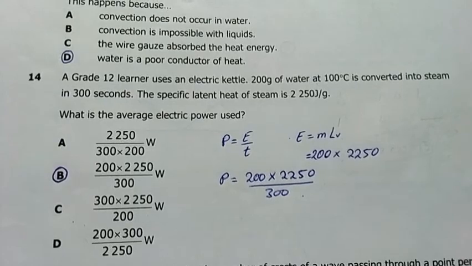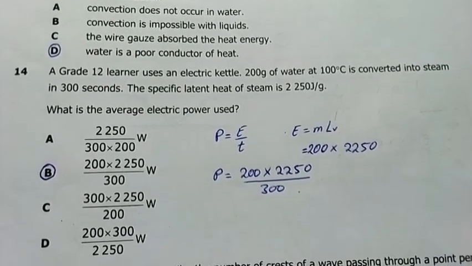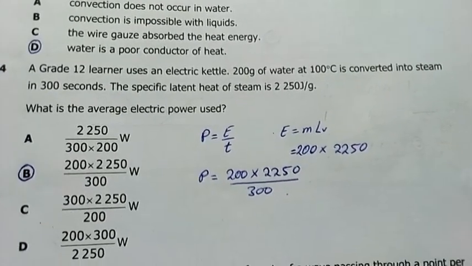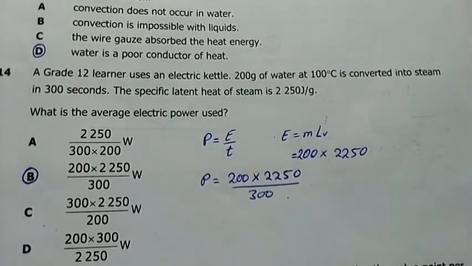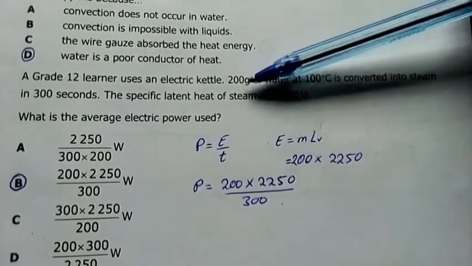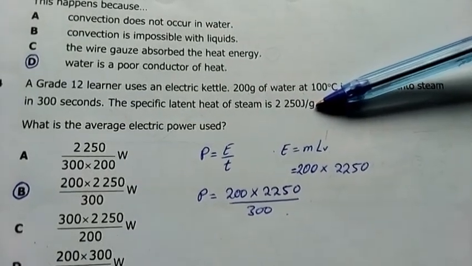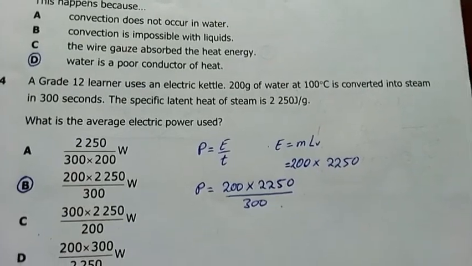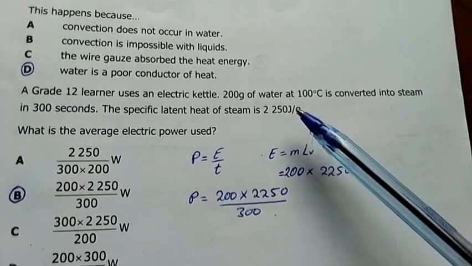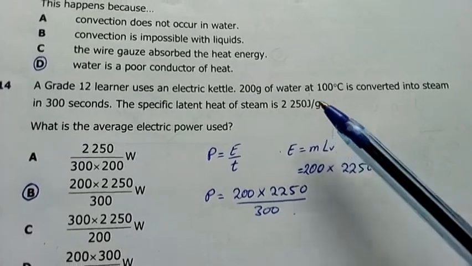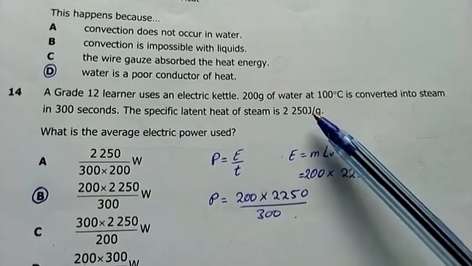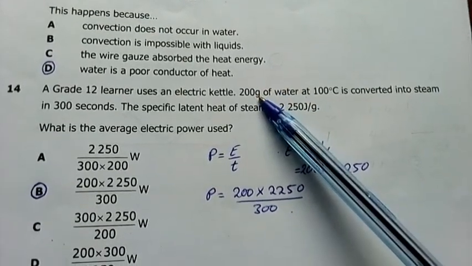Question 14. A grade 12 learner uses an electric kettle. 200 grams of water at 100 degrees Celsius is converted into steam in 300 seconds. The specific latent heat of steam is 2250 joules per gram. When I was solving this, I almost got confused because I wanted to convert the mass to kgs, but I realized the latent heat is given in joules per gram. So be cautious. Look at the question twice and see if the latent heat is given to you. These are constants, already calculated for you, but they can still ask you to determine it. It may be given in joules per kg or joules per gram. Here it is in joules per gram, so don't convert to kgs.